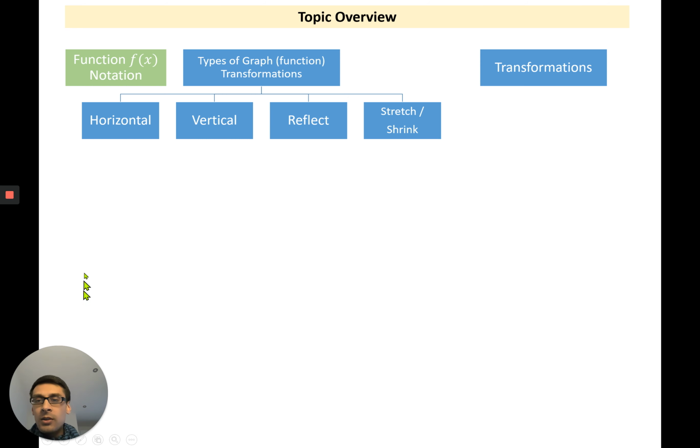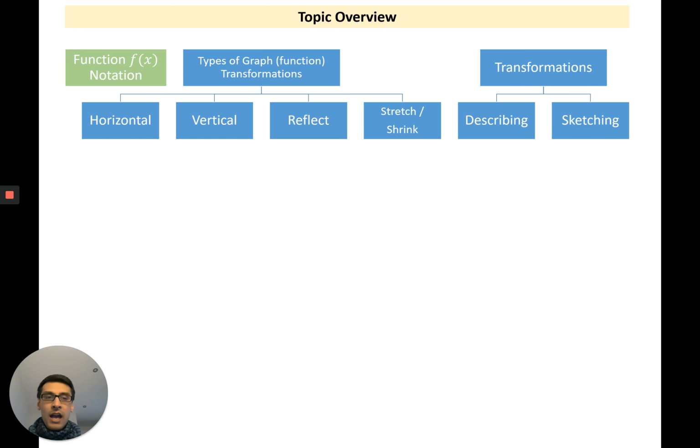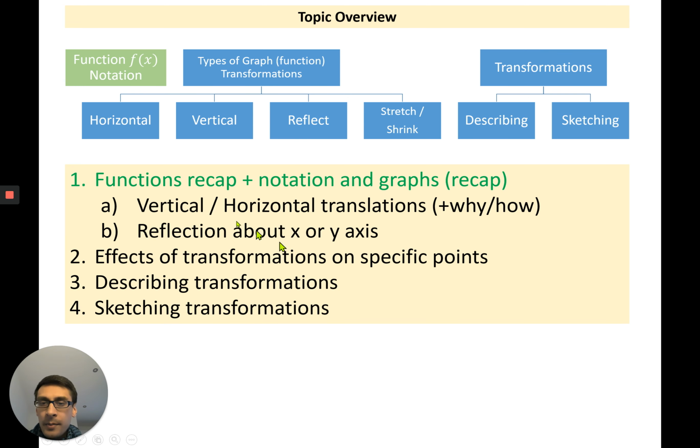And then once you can do those four things, where I'll explain why they work and how they work, we'll be applying those transformations to look at describing and sketching different graphs. So this video is going to be part one: functions, recap, notations, and graphs as well.